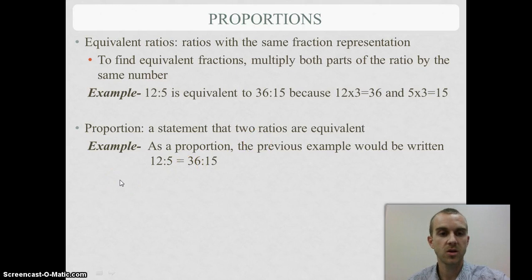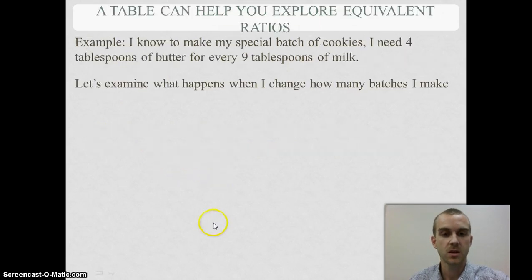So we again know that a proportion is going to be an actual statement with the equal sign in between. So we would write that as 12 colon 5 equals 36 colon 15, or you'd also see it as 12 fifths equals 36 fifteenths.